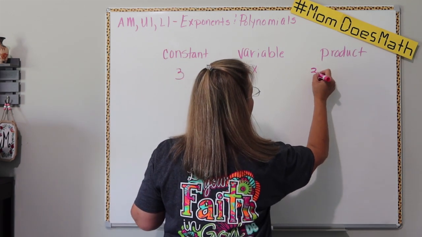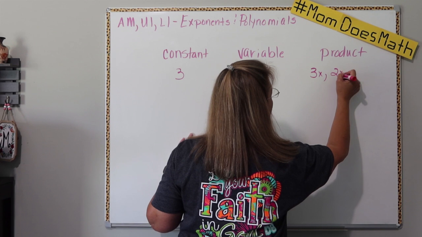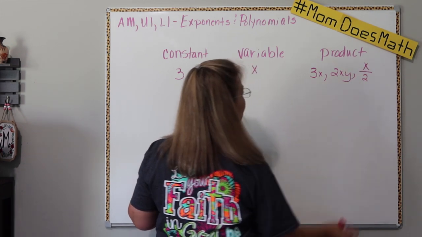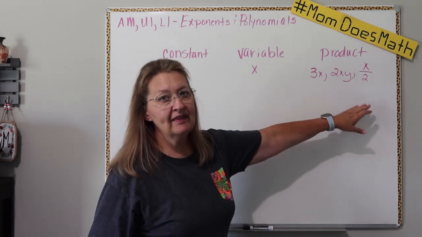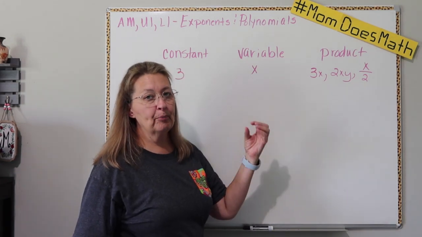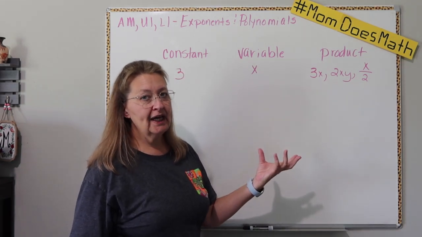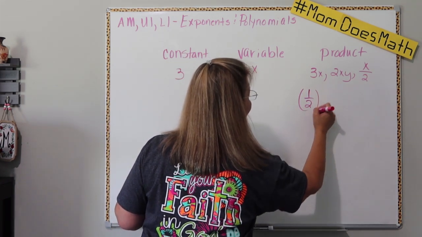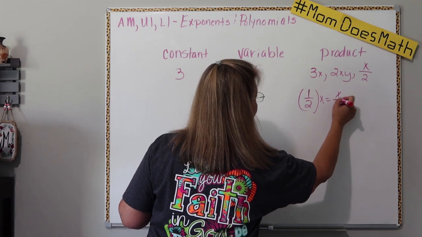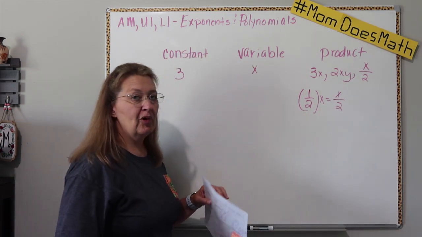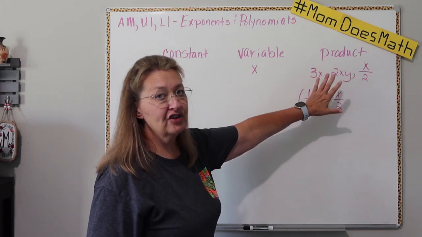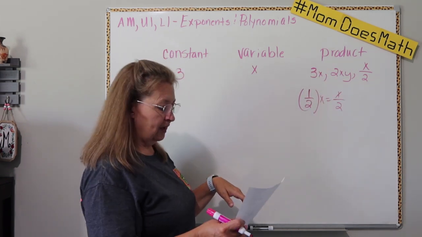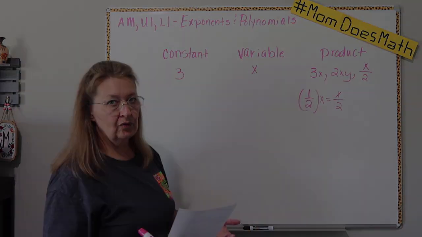So it could be 3x, it could be 2xy, it could even be x over 2, where you don't normally think of a fraction as being a product. Where did that fraction come from? Well, it came from multiplying 1/2 times x. So that actually was a product. So you can have a fraction as the product of a constant and a monomial. Okay? Now let's look at the exponent rules.